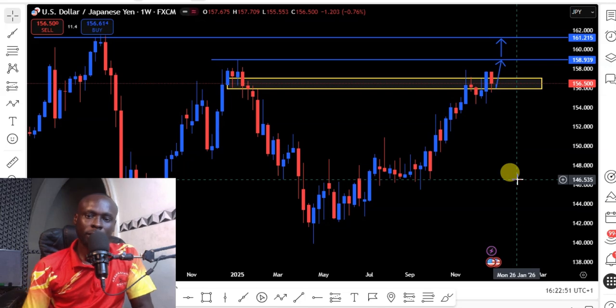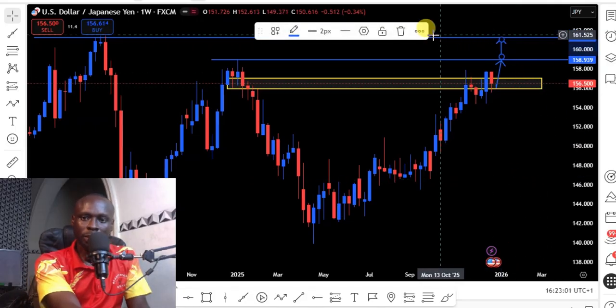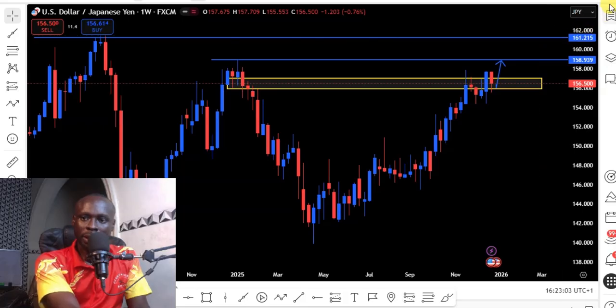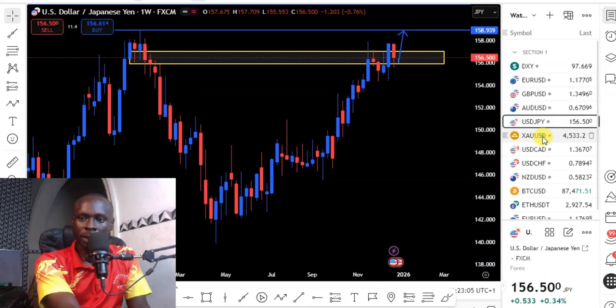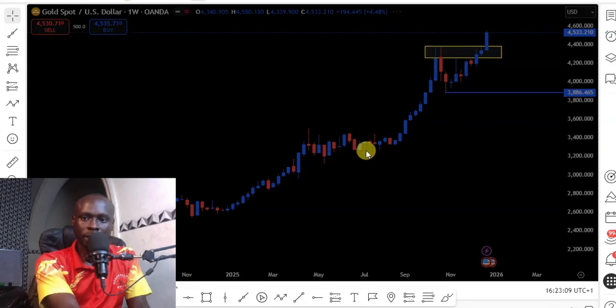So our scenario for the USDJPY still remains on a bullish trend. So we have to look out for more of a buying trend on the USDJPY. So let's look at our next pair, which is the gold USD. Let's go to the daily chart of the gold USD.